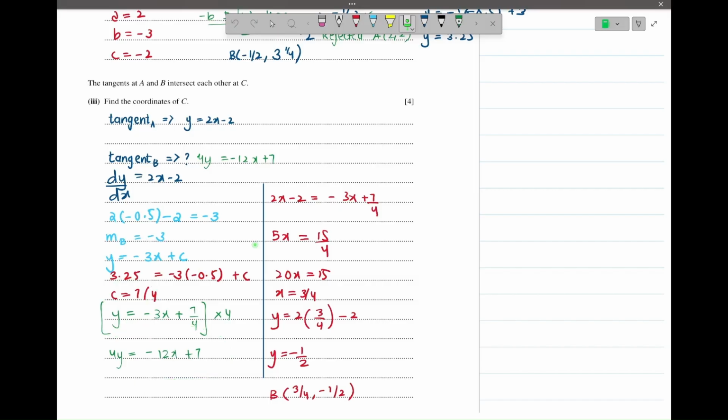And then basically I'll just put this equation with this equation and figure out the points of intersection. I just put them together. It becomes 5x equals 15 over 4, and then that simplifies to x is equal to 3 over 4. Then this 3 over 4 I'll plug back into this equation to get the y coordinate, and that comes out to be negative 0.5. So you can just write down the coordinates of C. These are the coordinates of C. I don't know why I wrote B over here. It's actually C.